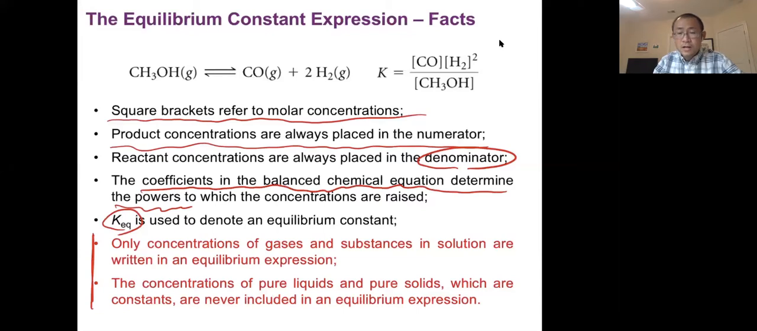Only when the reactant is a gas or when the reactants are in a solution will they need to be included in the equilibrium constant. Why? Because gas and solution have a concentration. That's why we use them, because remember, what do the brackets mean? Concentration. Whatever is in there is a concentration. Only gas and solution have a concentration.